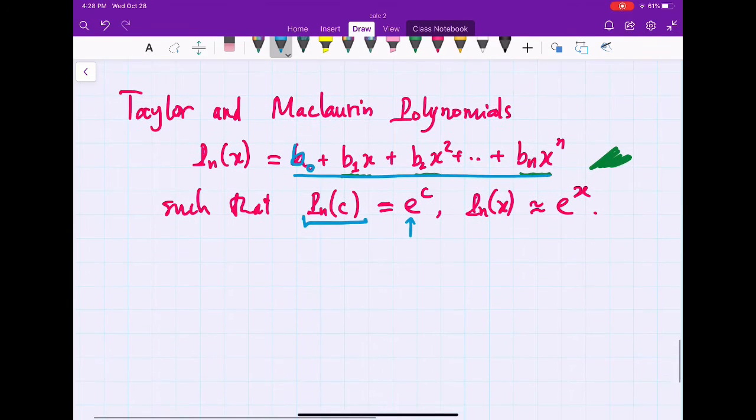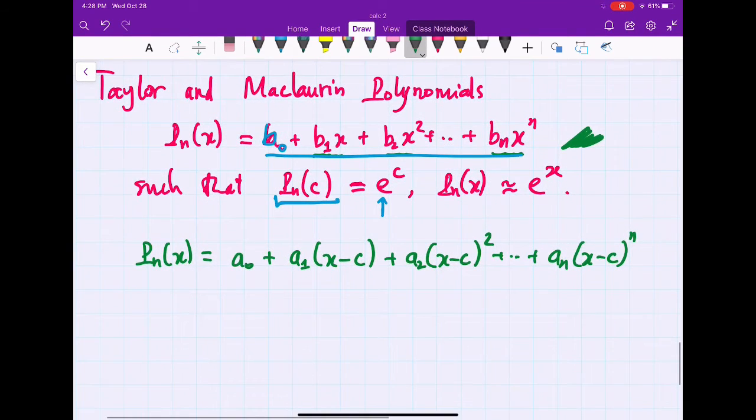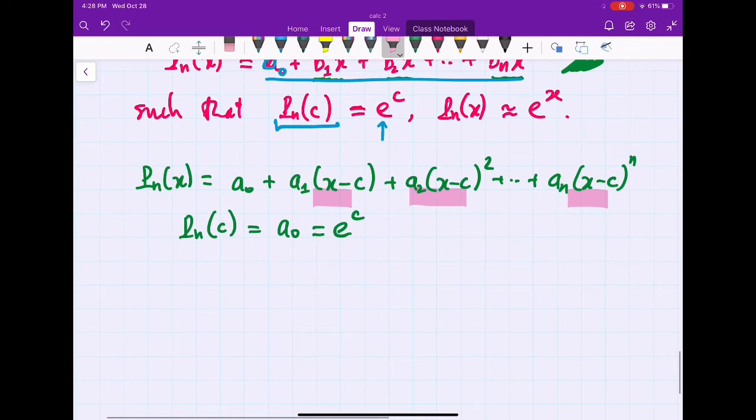Okay, so I may write my polynomial pn(x) in the following form. I want to see pn(x) in the form a0 plus a1 (x minus c) plus a2 (x minus c) squared and so on plus an (x minus c) to the n. Because in this case, when I plug c into this polynomial, I just get a0. And that is exactly equal to e to the c, because all the terms are just 0, you see? Which is good. Does that make sense? So we try to find a polynomial pn in this form.